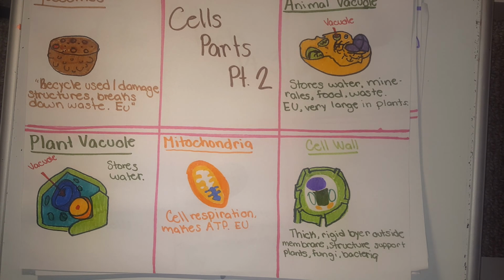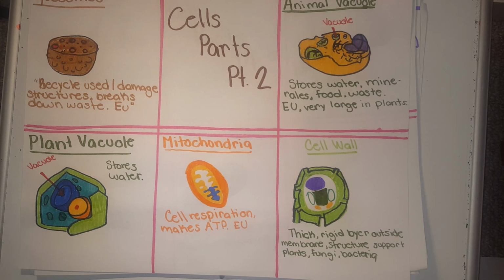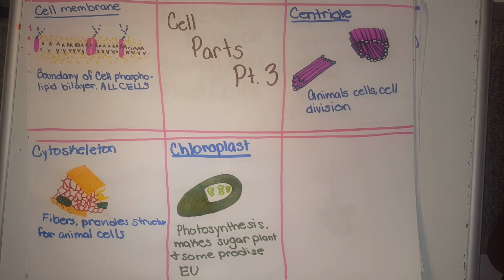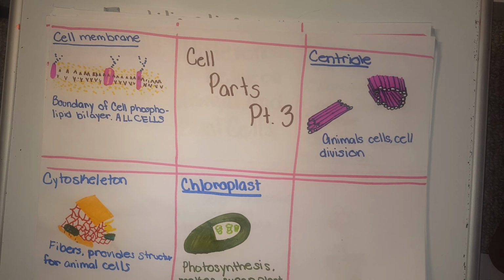Next we have the mitochondria, aka the powerhouse of the cell. It does cell respiration that makes ATP, or energy, for the cell, and is found in eukaryotic cells. The cell wall is a thick, rigid outside layer outside the membrane. It supports plants, fungi, and bacteria. Next, we have the cell membrane. It is the boundary of the cell, made of a phospholipid bilayer. They are found in all cells.